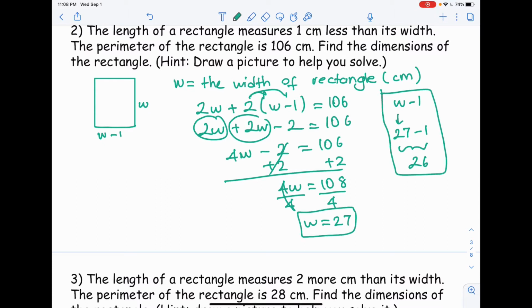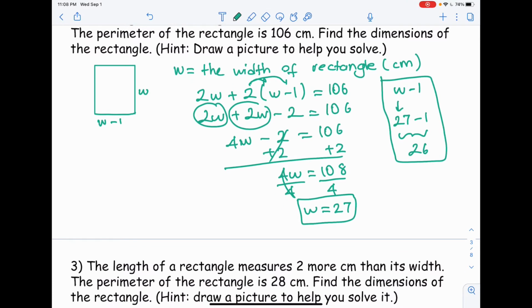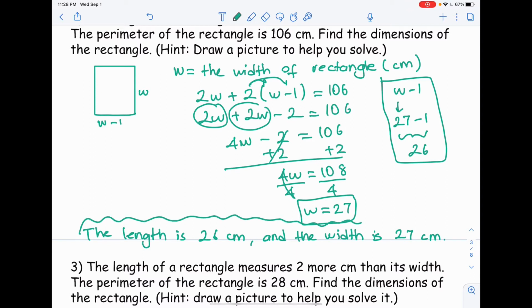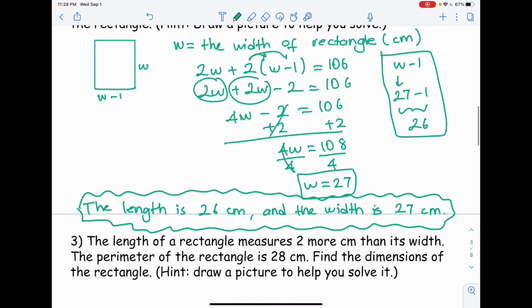Okay, let's write our answer in complete sentence form. The length is 26 centimeters and the width is 27 centimeters. Okay, done. Let's move on to the next question.